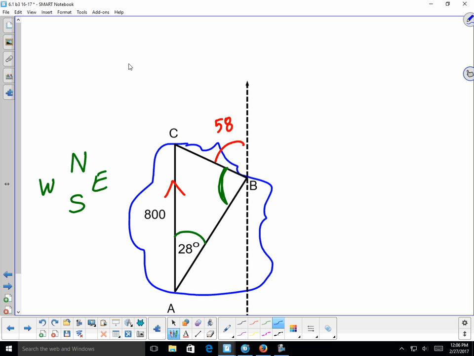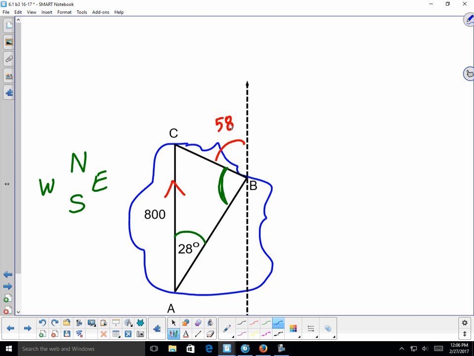So here's our picture, and I probably have too much information already on here. So this is 800, and hopefully you were able to figure out that if the child is starting from point A and swimming to point B at a bearing of north 28 degrees east, we can put the 28 degrees right here. Agreed? But then from B to C, the child was swimming at a bearing of north 58 degrees west. Would you agree that that's the 58 degree angle there?